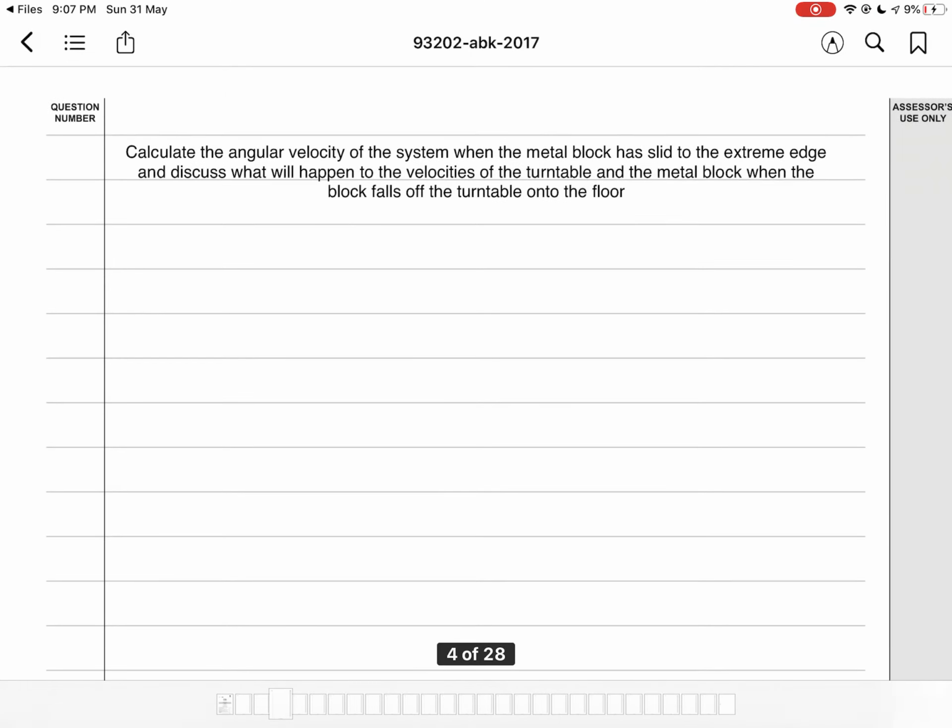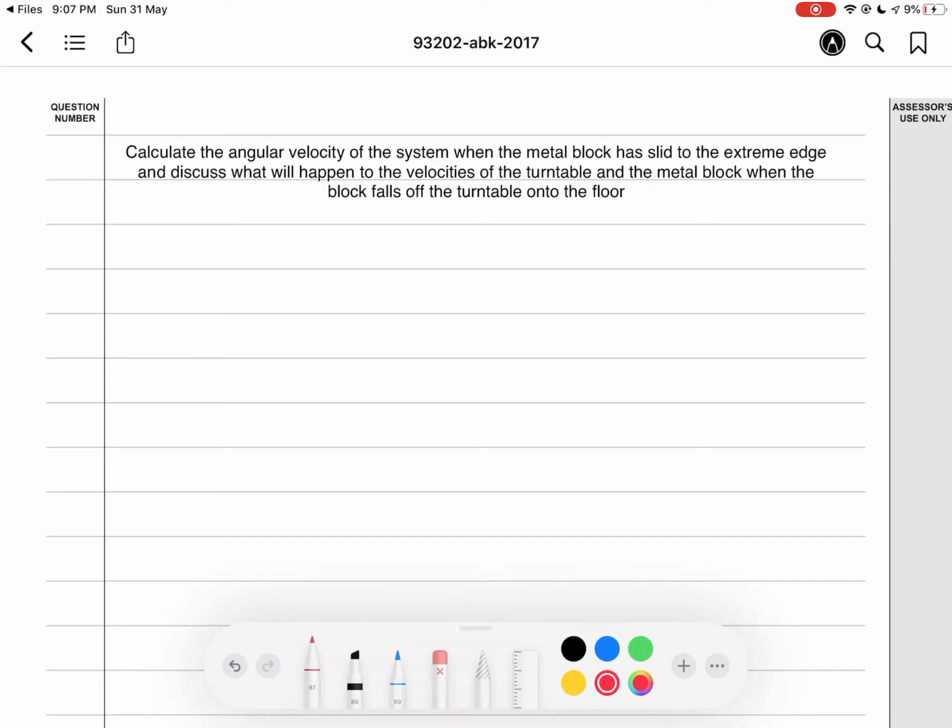Alright, question D. Calculate the angular velocity of the system when the metal block is slid to the extreme edge and discuss what happens to the velocities of the turntable and the metal block when the block falls off the turntable onto the floor. Alright, so we'll start off by calculating our angular velocity of the system. So we know about our inertia before, so let's put in black pen. So our initial inertia was 40 kilogram meters squared.